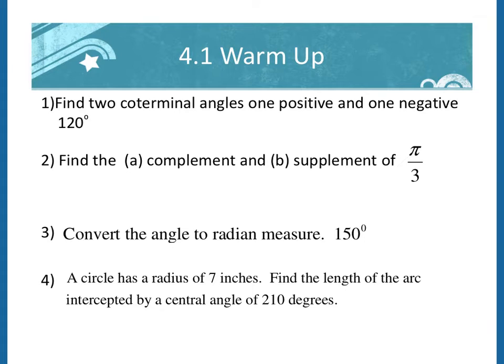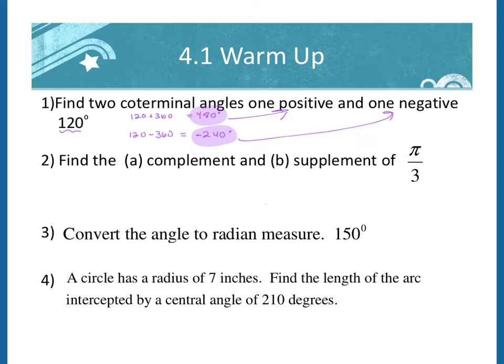All right, so number 1 on the 4.1 warm-up says to find two coterminal angles, one positive and one negative. Remember, coterminal means I'm going all the way around the circle again. If it's in degrees, I'm going to take that angle and add 360 to it, and I'd get 480 to get a positive coterminal angle. And then I would subtract 360 from it, negative 240, to get a negative coterminal angle. So positive 480, negative 240.